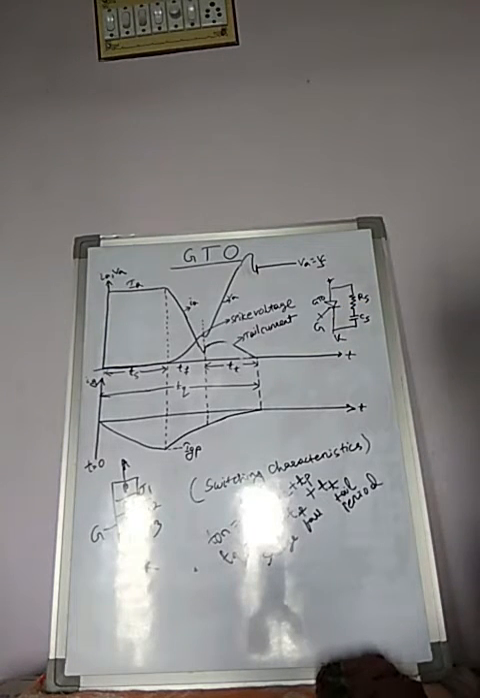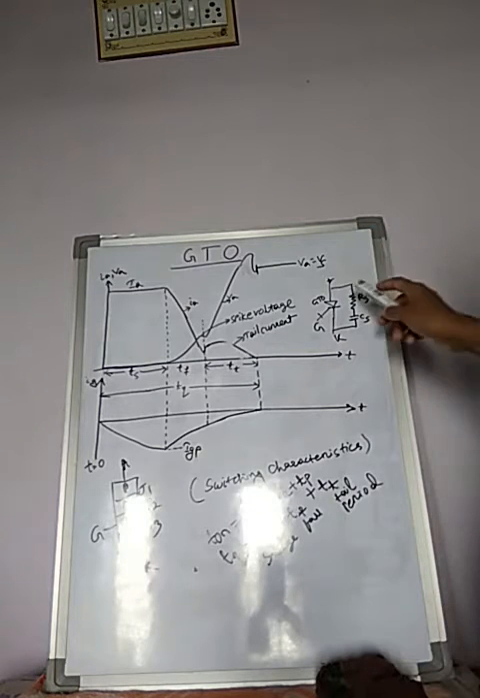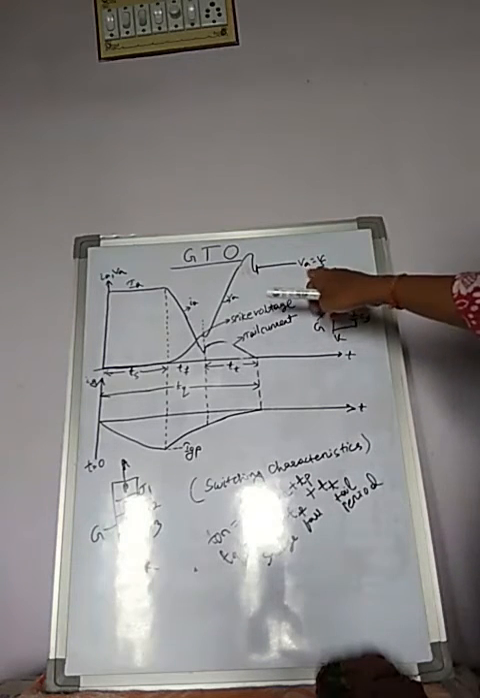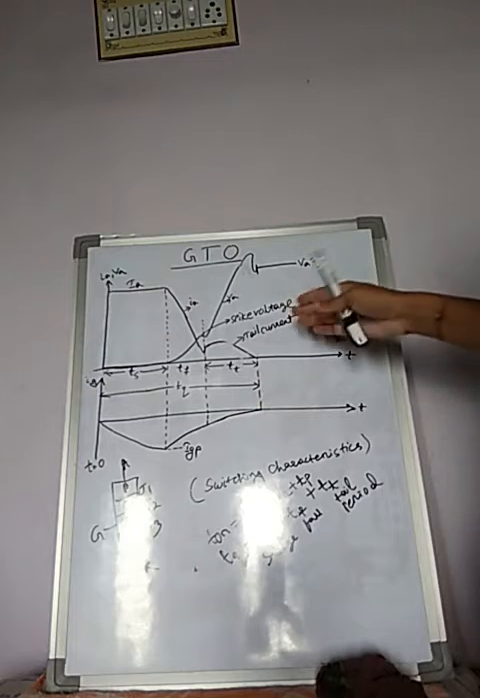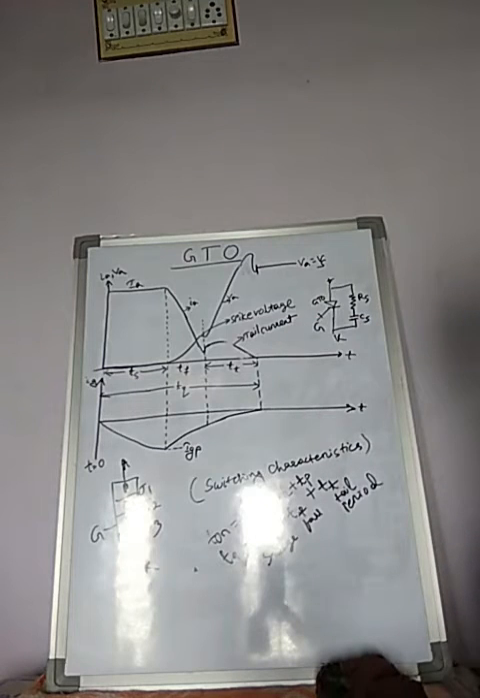So after time tt, anode current reaches zero value, and VA undergoes a transient overshoot due to the presence of Rs and Cs, and then stabilizes to its offset value, which is equal to Vs, the source voltage applied to the anode circuit. Here Rs and Cs are the snubber circuit parameters. What is this snubber circuit? We will discuss it in the thyristor protection part later. For now, just remember Rs and Cs represent the snubber circuit parameters.